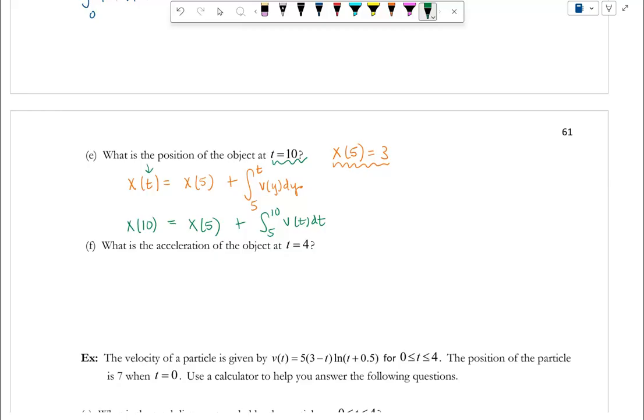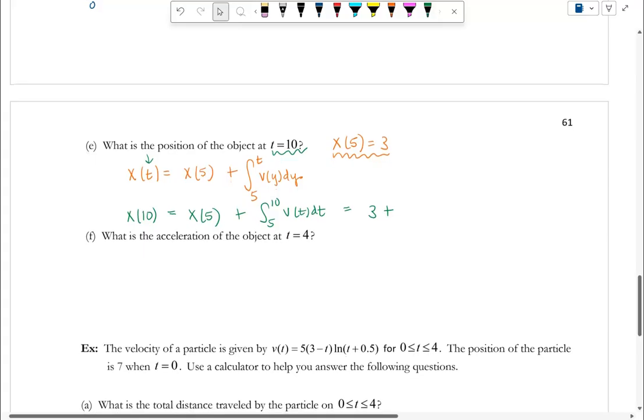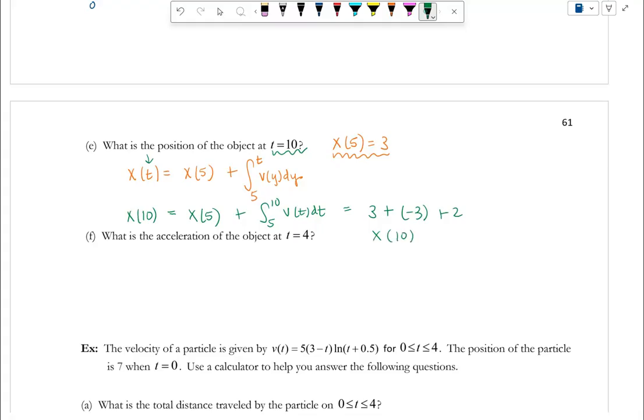All right, so we said we know that our position, x of 5, is equal to 3. So when I add to that my displacement, my change in position from 5 to 10, let's see, I'm adding a -3 and a +2. So I'm just adding this area and this area. All right, so I have 3 plus -3 plus 2. So we know our position at t equals 10 is just 2.